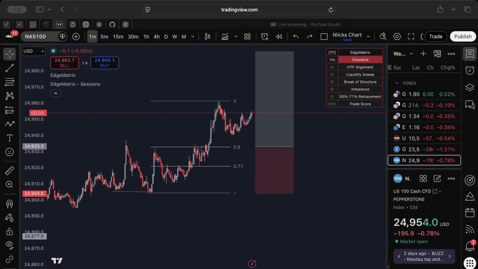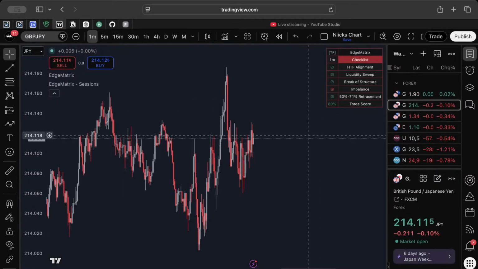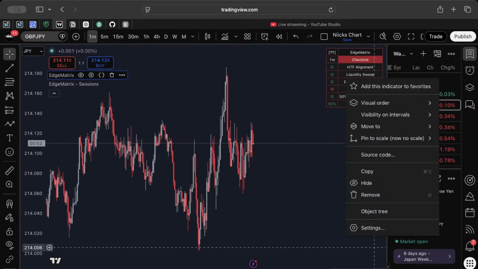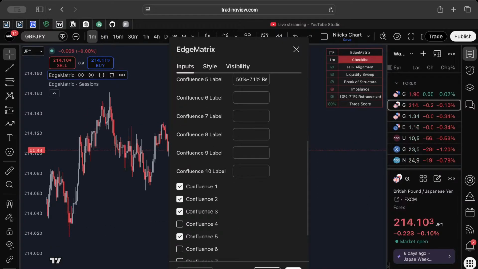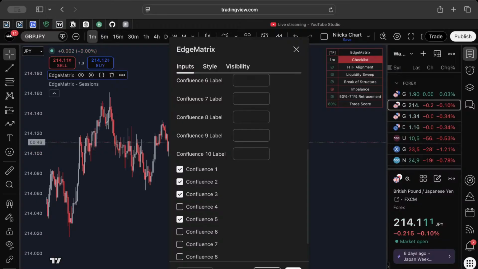Nonetheless, it's just simple. Can you try it on GJ buys? What do you mean, like the indicator? Yeah, it works on everything. So you would just go into the settings, change it to your confluences, add confluences, and then you would ultimately use your check box right here to check each and everything off.